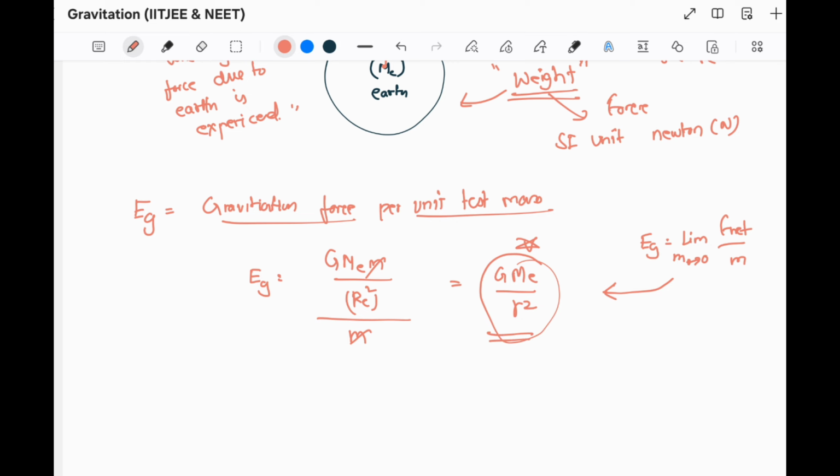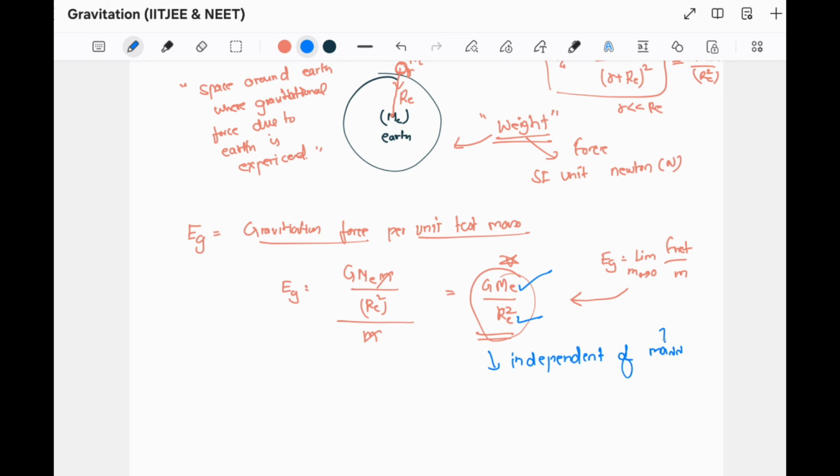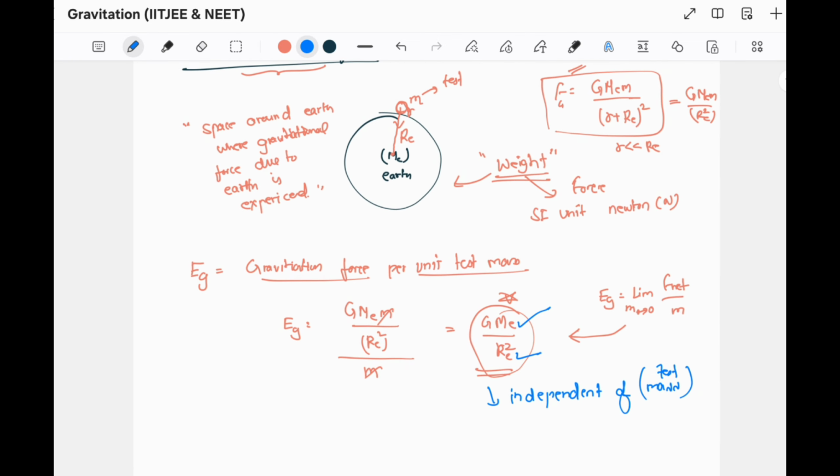So remember, in case of earth it will be G m E by, sorry, r e square. Okay. And what you can say about this is there is no term of mass. So gravitational field, if we are talking about earth, will depend upon mass of earth and radius of earth. So it is independent of the test mass. Means gravitational field will be fixed; it will depend only on the mass of earth and radius of earth. It won't depend upon another mass. Okay.